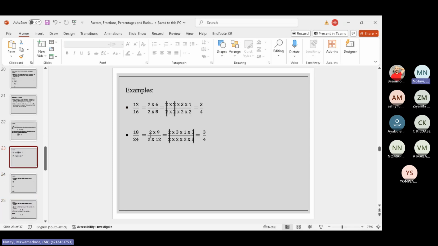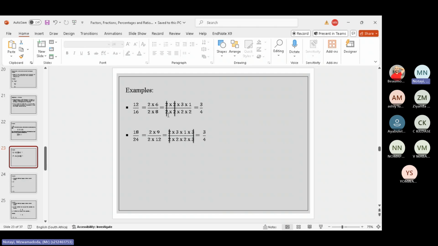Let's look at other examples. We're given 12 divided by 16. So let's write it in its simplest form. We have 12, which can be written as 2 times 6. And we know 6 can also be written as 2 times 3. So the prime factors will be 2 times 3 times 1. You can even not write that last one, that is times 1. And then divided by 2 times 8, whereas 8 can also be written in its prime factors. We have 2 times 2 times 2 times 2.